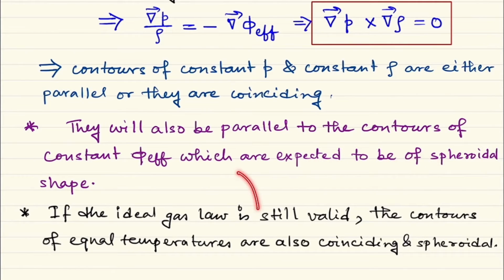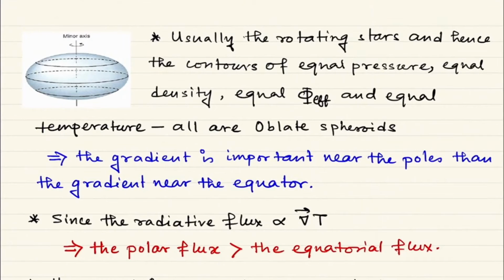So we have four types of contours which are either parallel or coinciding. So finally the conclusion is that for rotating stars, mostly when we are talking about the rotation axis being vertically upward, what we get is an oblate type of spheroid.